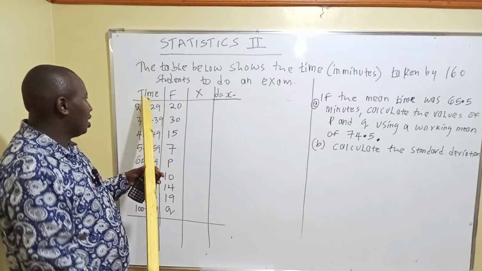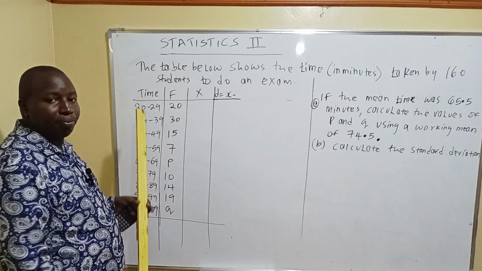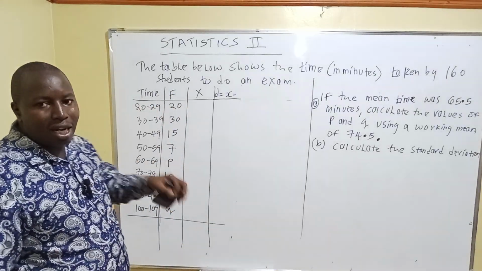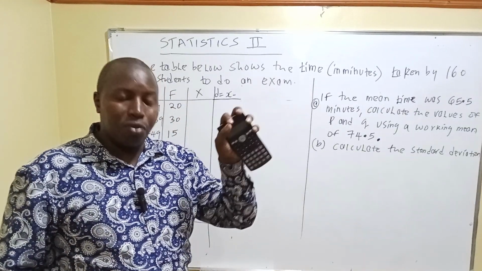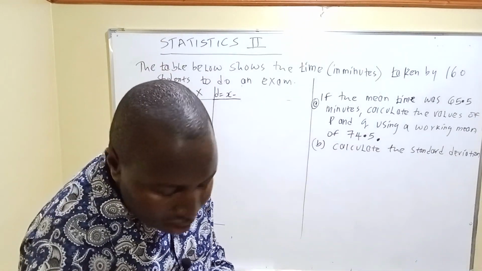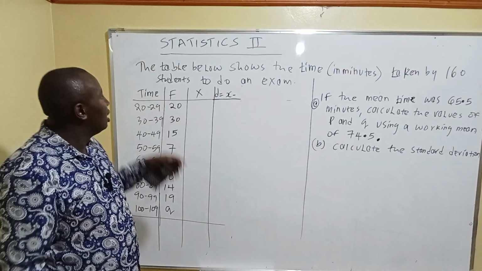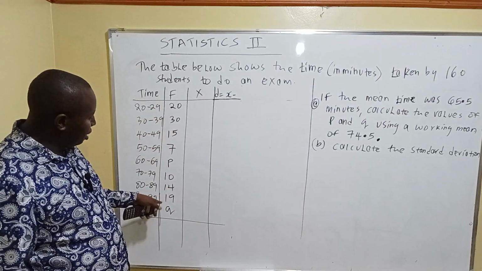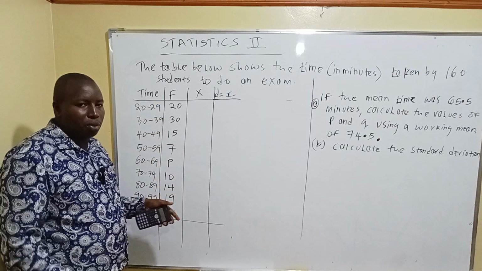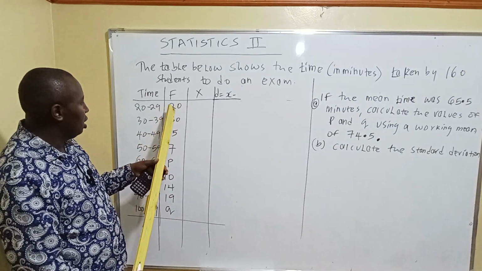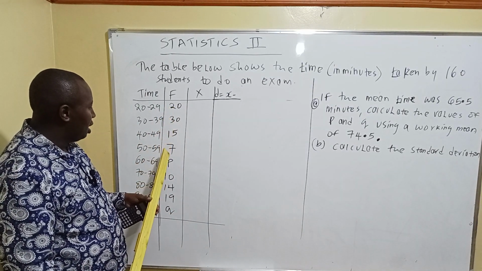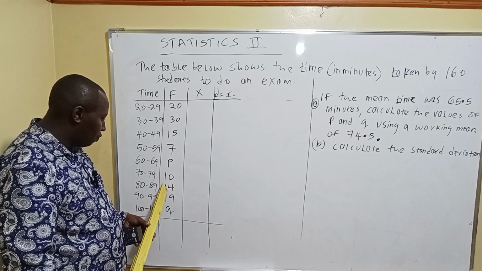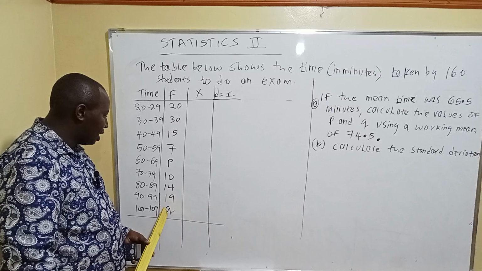Now, you are given the table here. Time taken in minutes, and then frequency. Frequency represents the number of students in that class or in that exam. Now, in this frequency, you can see there is 20, 30, 15, 7, P, 10, 14, 19, and Q.